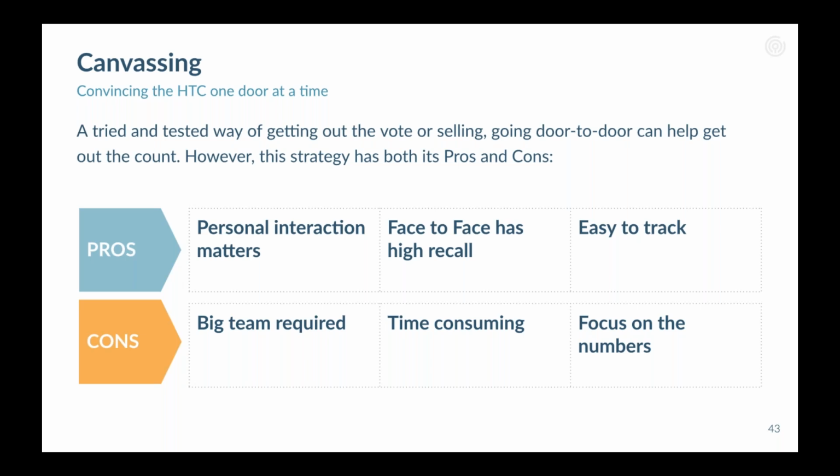In terms of the strategies for reaching out to people, let me talk about two in particular that will be used to get out the count and are being used already in some cases. The first of these is canvassing. Canvassing is a tried and tested way of getting out the vote or selling, right? Going door to door can help get out the count as well because of its success in other realms. It does have some pros and cons that we should be aware of.